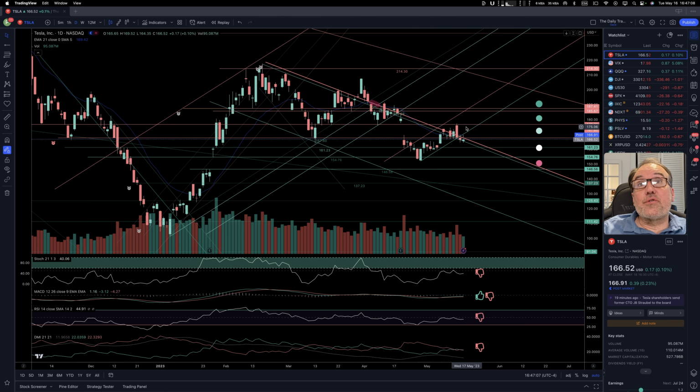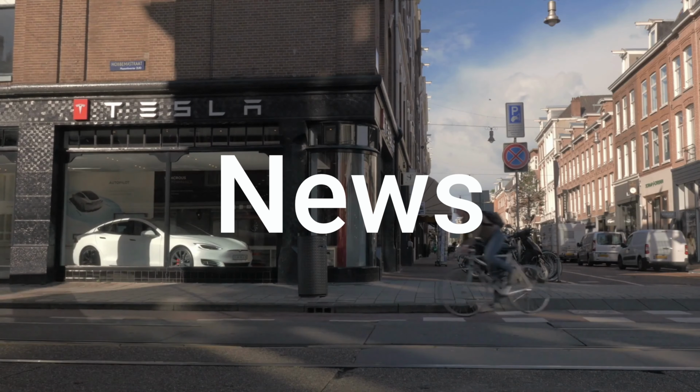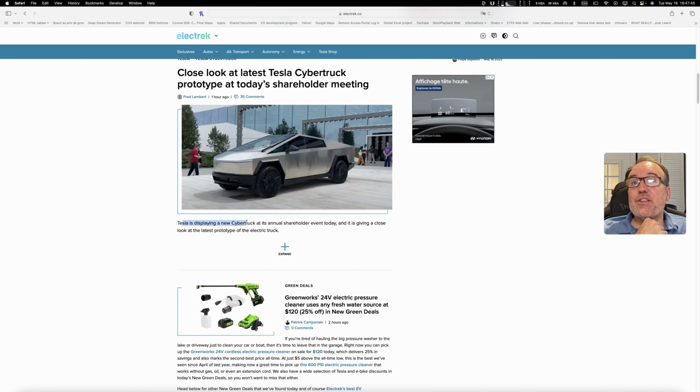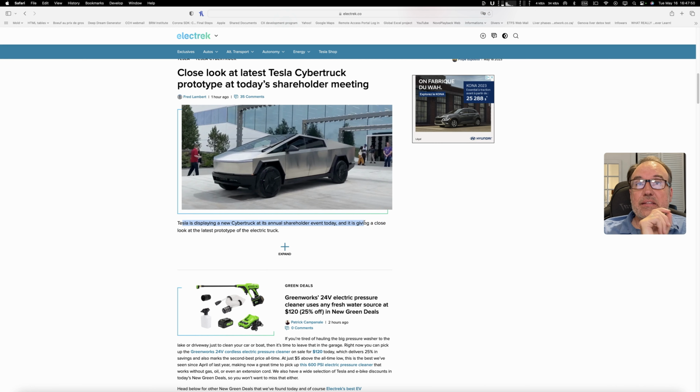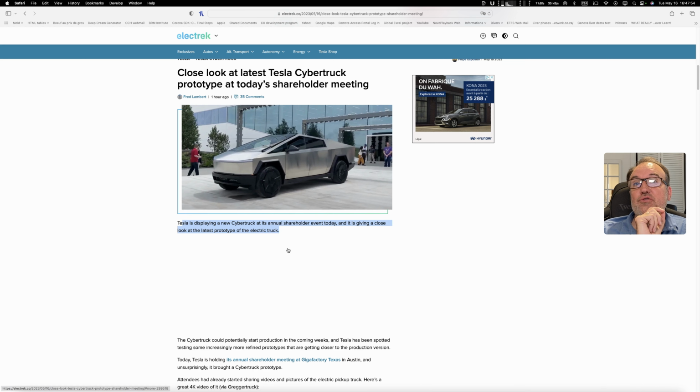And conversely, if we break 176.73, then this would be considered a bullish move. Let's take a look at some Tesla news. Tesla is displaying a new Cybertruck at its annual shareholder event today, and it is giving a close look at the latest prototype of the electric truck.